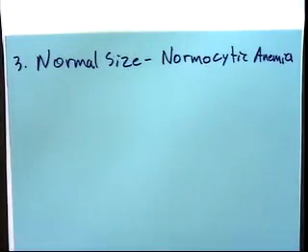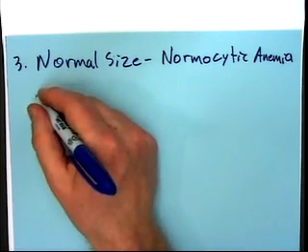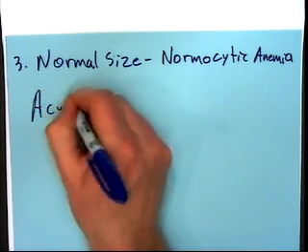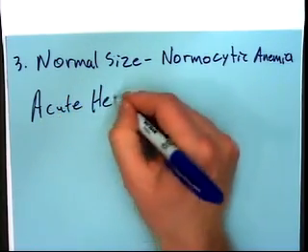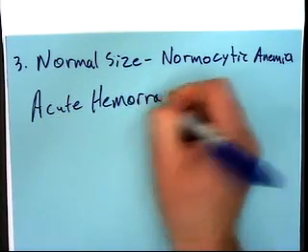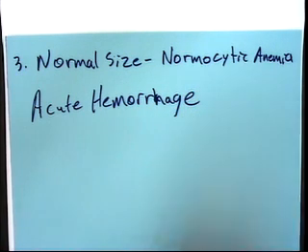Now finally, the third category of anemia is normocytic anemia, where the red blood cells are of normal size. There are different causes of that. In fact, the list is longest for the normocytic anemias. But the one that we'll talk about here is acute hemorrhage, meaning that the person we're talking about with the anemia here has just barely bled.